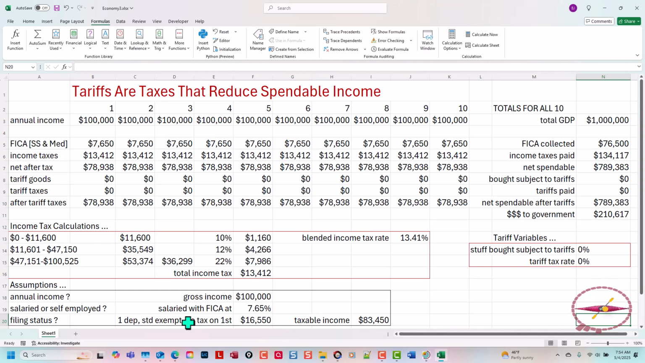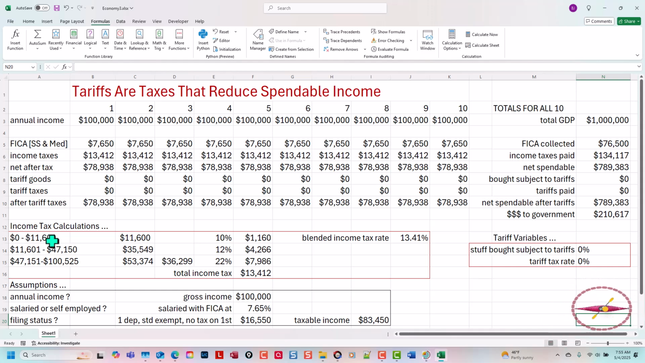Accordingly, the individual will be looking at a taxable income of $83,430, and that's because the first $16,550 of their income does not have any tax paid on it. By the way, I'll point out that this spreadsheet ignores the impact of state income taxes. More specifically, the income tax calculations are based on the federal tax schedule.